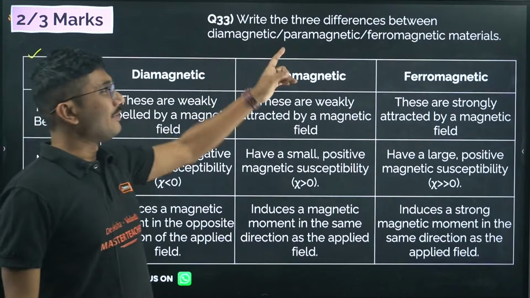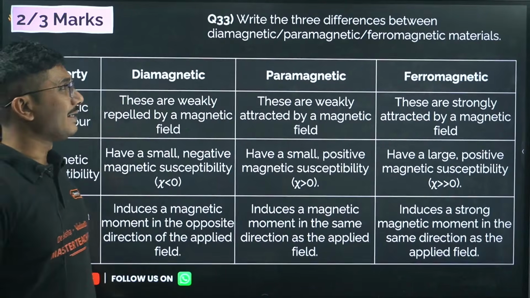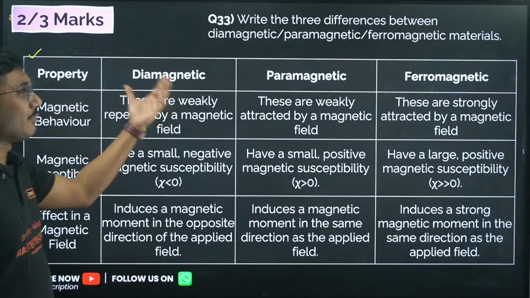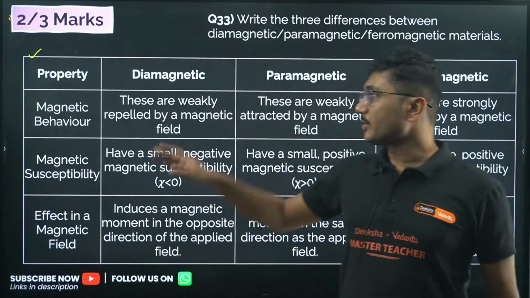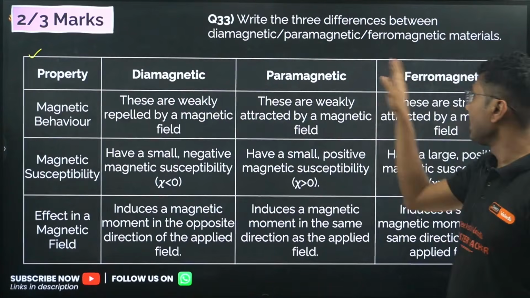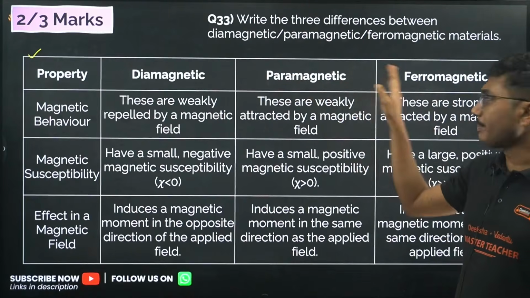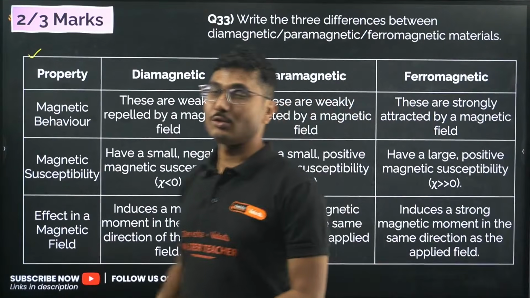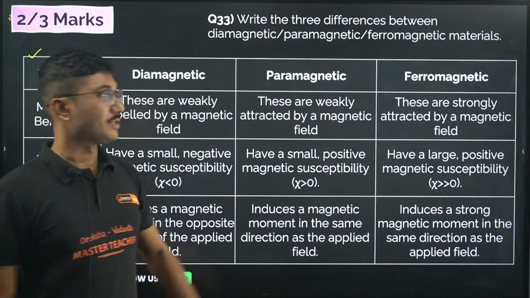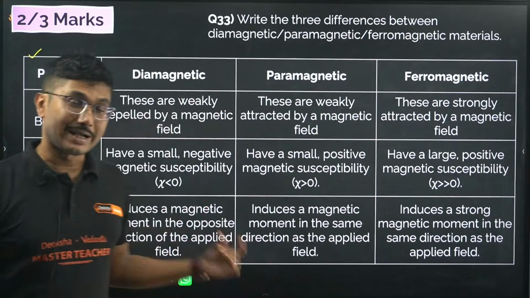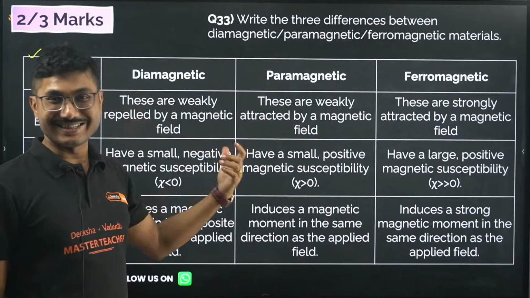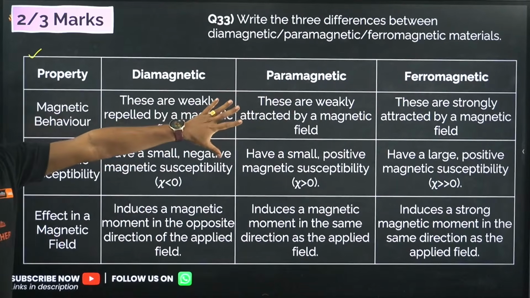Write three differences between diamagnetic, paramagnetic and ferromagnetic materials. So basically what type of question can you expect here? First, the difference between diamagnetic and paramagnetic, between diamagnetic and ferromagnetic, between paramagnetic and ferromagnetic. Sometimes they might ask you three properties of diamagnetic, paramagnetic and ferromagnetic substances. That is also possible. So this is actually 3 plus 3, six questions on one single page.